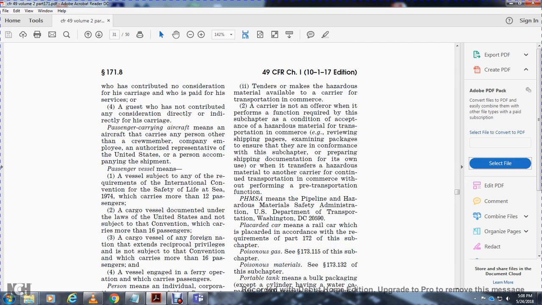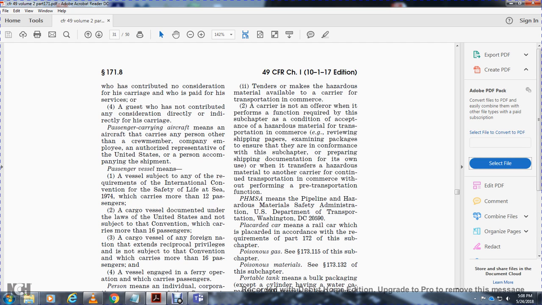Tenders or makes the hazardous material available to a carrier for transportation in commerce. A carrier is not an offeror when performing functions required for acceptance of the hazardous material for transportation in commerce, such as reviewing the shipping paper, examining the package to ensure conformance, or preparing shipping documentation for its own use, or when transferring the hazardous material to another carrier to continue transportation in commerce, without performing a pre-transportation function.